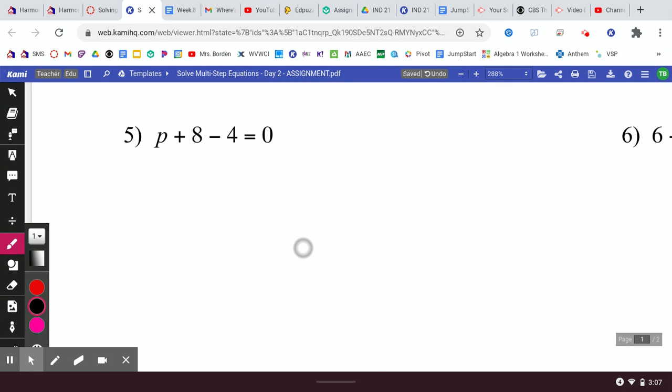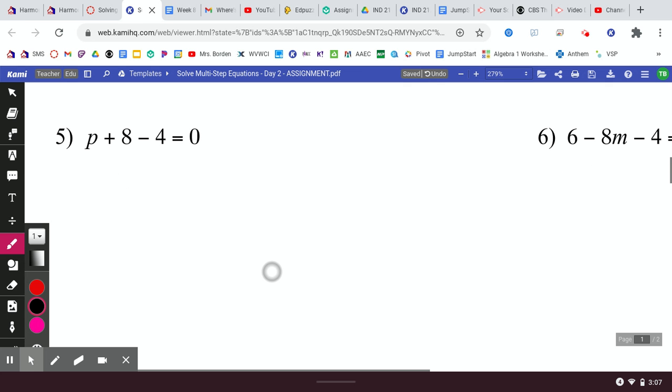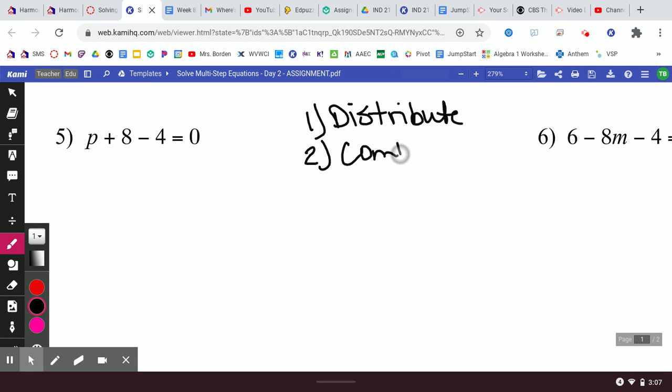So our steps, and I have these steps on the board in the classroom, but that doesn't really do you any good there at home, so I will go ahead and tell you what those steps are. The steps in solving these equations: step 1 is to distribute, which in this case there's nothing to distribute. Step 2 is to combine like terms on each side of the equation.